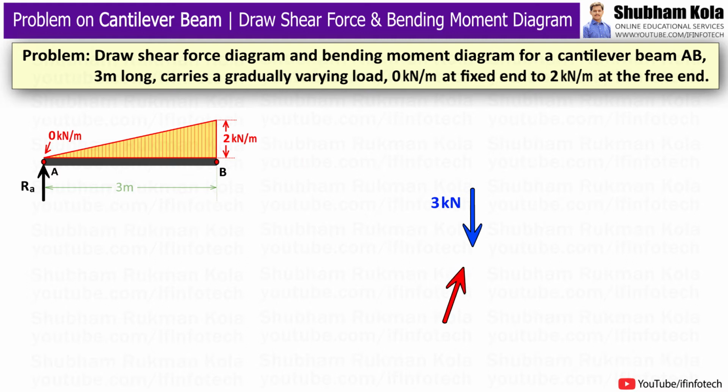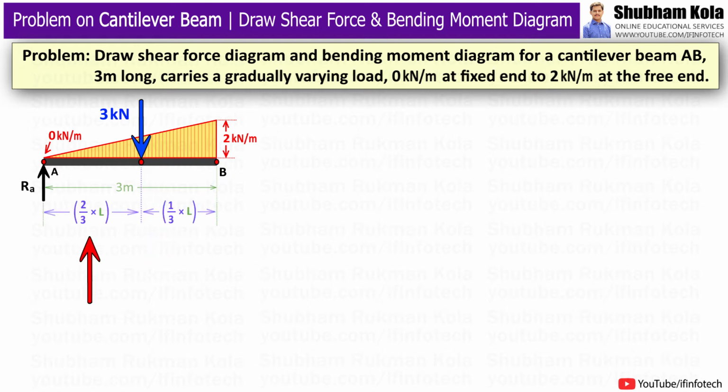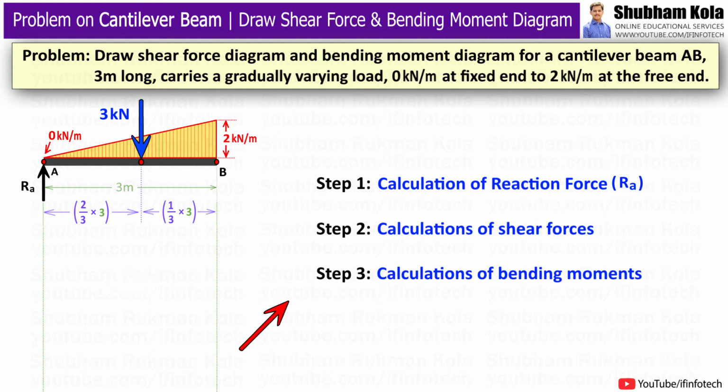Now this converted point load will be acting at the centroid of this triangle. So the centroid of this triangle will be at a distance of 2 by 3 of the total length of beam from left end, or 1 by 3 of the total length of beam from the right end, that is 2 by 3 of length 3 meter from left end, or 1 by 3 of length 3 meter from the right end. So this converted point load is acting at this point. Now this type of problem we are going to solve in 3 steps.